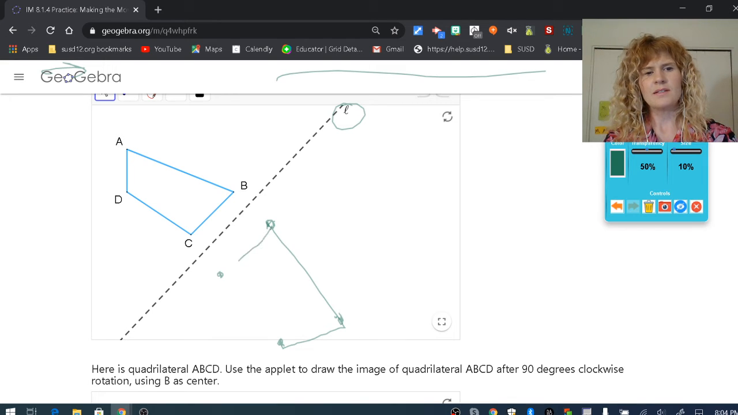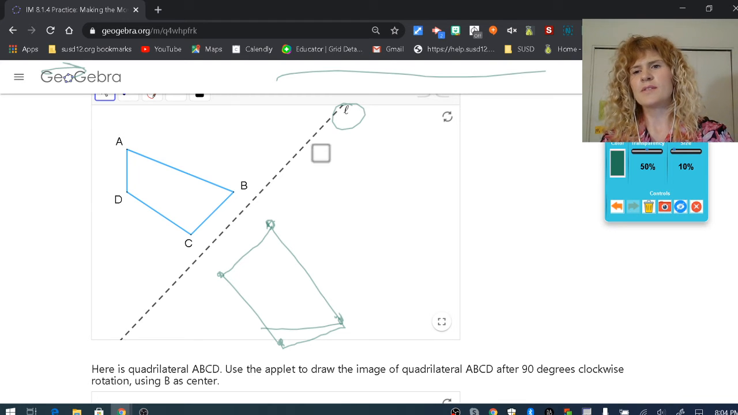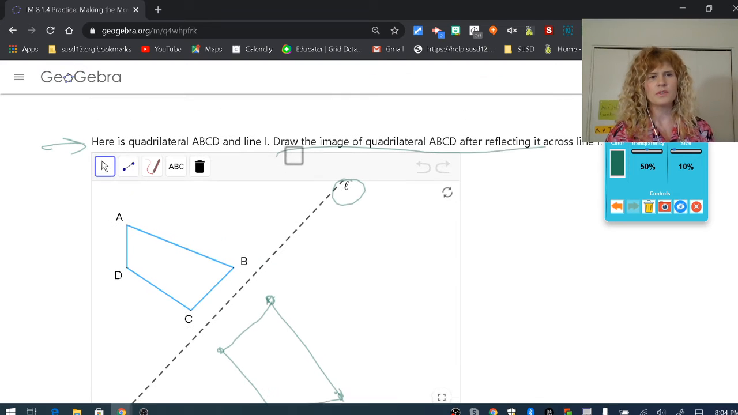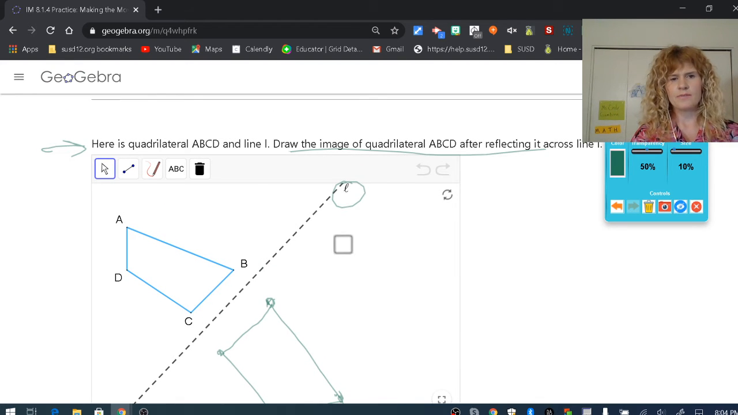Something like that. Maybe there. Okay, I'm satisfied with that. Draw what you think the reflection will look like. Now, I have this pen extension that I'm using on my computer. I don't think you have one.